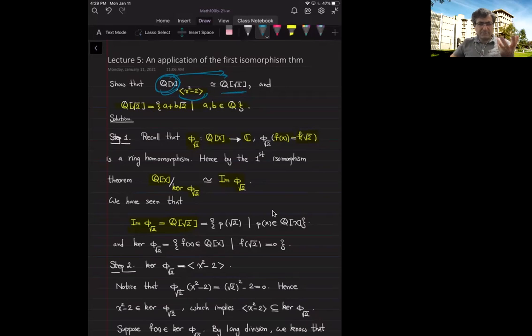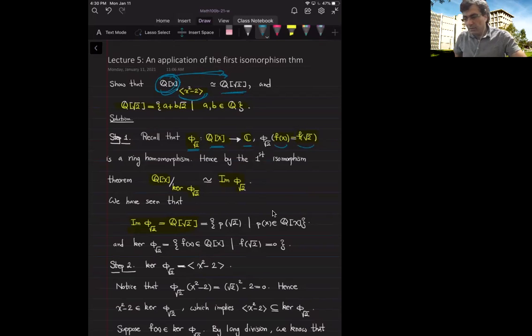Okay, now let's look at the other side. It's Q bracket root 2. What is this? We know already that this is precisely the image of the evaluation map at root 2. So we do that. We start with the evaluation map from the ring of polynomials with coefficients inside Q to complex numbers. What is it? I give you a polynomial and then you evaluate it at root 2. So that's the definition of the evaluation map at root 2.